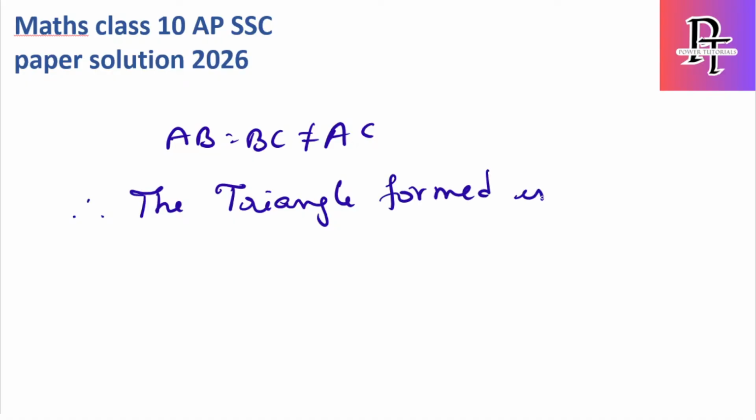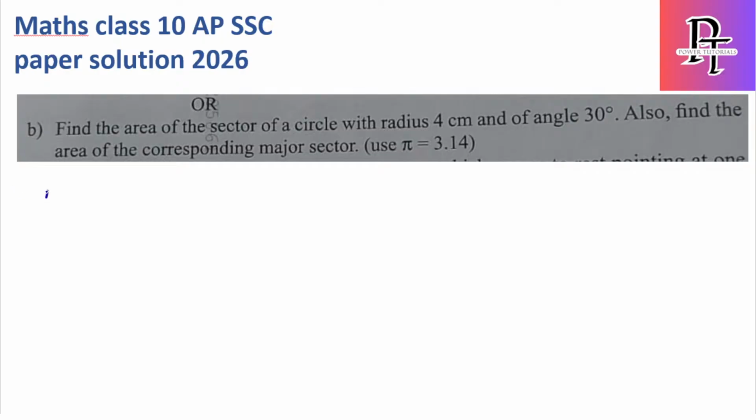is isosceles, where two sides of a triangle are equal. Let's move to the next one. B part.